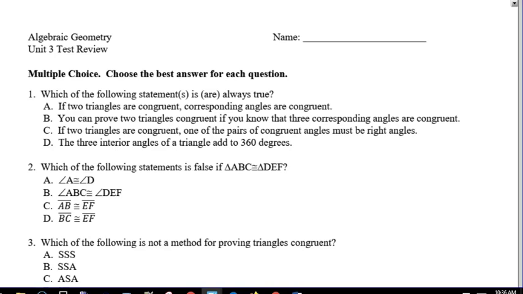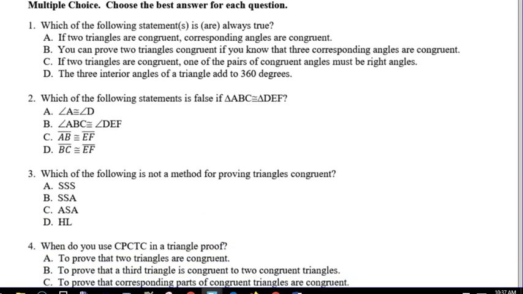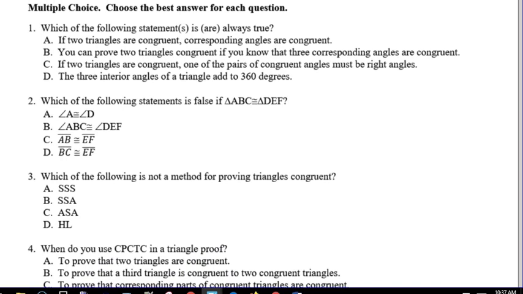All right, test review, chapter 3. So, multiple choice. Good test-taking skills. Always read through every possible answer and then go through them and rule out the ones that are wrong. All right? So, if we look at this, which of the statements is or are always true? That means there could be more than one right answer.